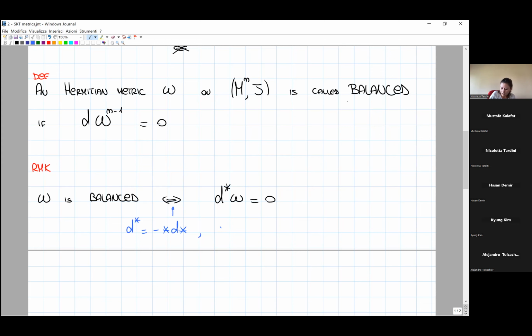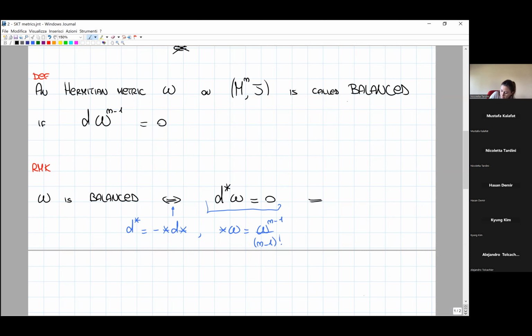Also, star of omega is equal to omega^(n-1) over (n-1) factorial. So you see that having d of omega^(n-1) equals 0 is equivalent to having d star of omega equals 0, because the star of omega is exactly omega^(n-1). And so here you are left with d of omega^(n-1), okay? So the two conditions are equivalent.